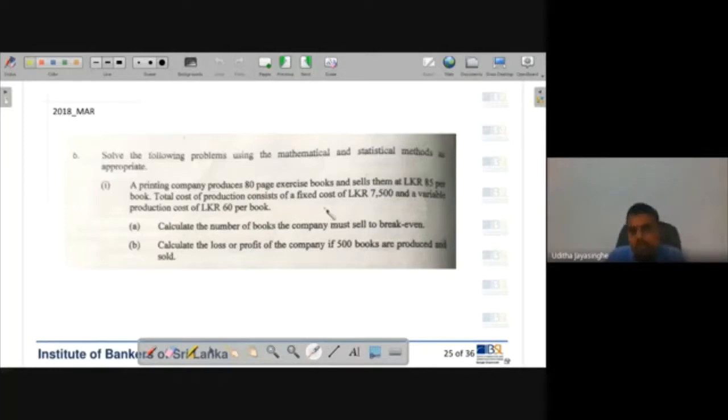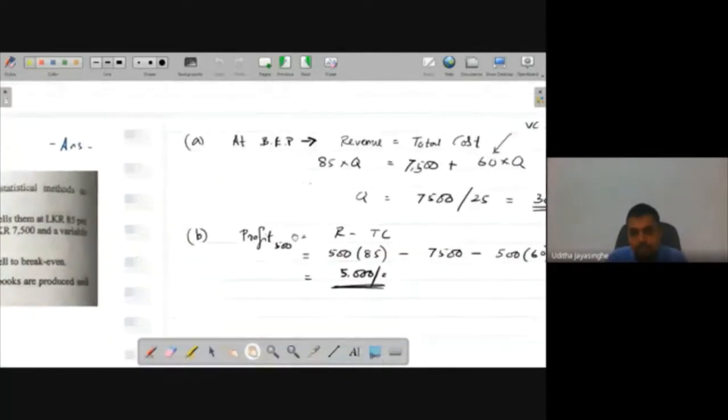The total cost of production consists of a fixed cost of 7,500 and a variable production cost of 60 per book. Okay, fixed cost portion is clear. Variable production cost per unit is also clear. Yeah, simple calculations. Calculate the number of books the company must sell to break even. It's asking for the break-even point. B, calculate the loss or profit of the company if 500 books are produced and sold. Yep, simple calculations. We can follow the previous steps. Since we discussed a couple of questions, let's quickly look into the answer.